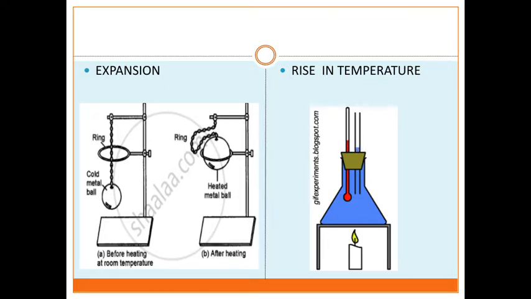Next, rise in temperature. If you see the diagram, before heating the temperature will be normal, and the red color is the thermometer to measure the temperature. After heating, the temperature increases, and after some time the temperature comes back to its normal position. The blue color is water. So rise in temperature occurs only in liquids.